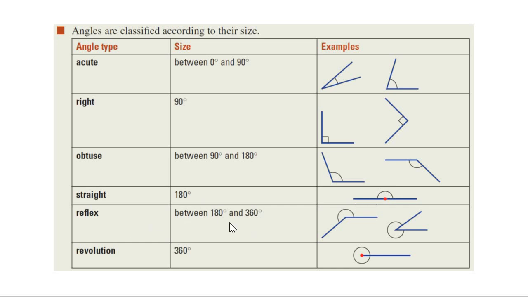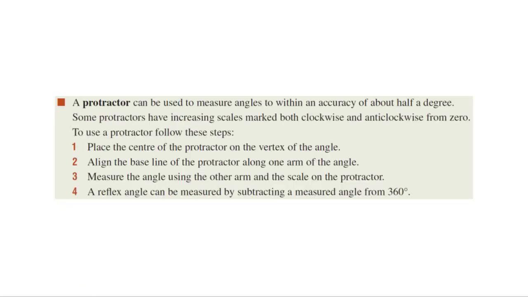Next, we have the reflex angle, which is between 180 and 360 degrees, like this. And total revolution is like this. Okay, total revolution is 360 degrees. Now, protractor. So, a protractor can be used to measure angles to within an accuracy of about half a degree. Some protractors have an increasing scale marked both clockwise and anti-clockwise from 0.